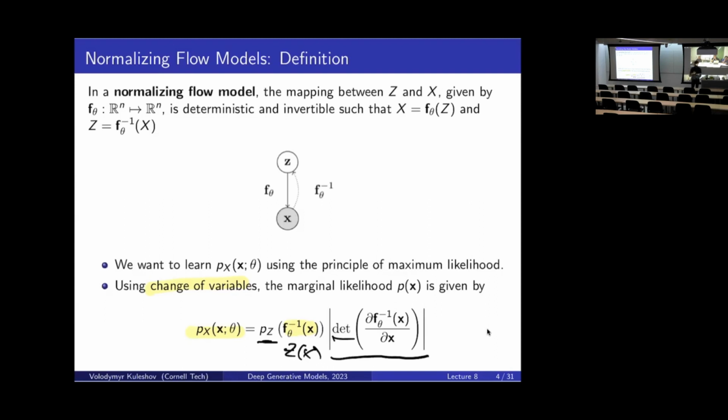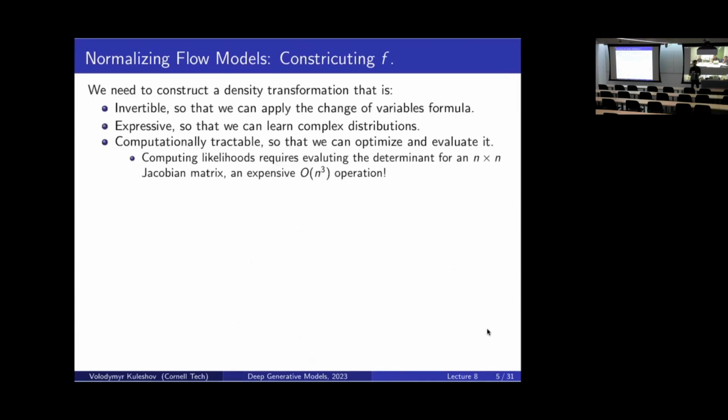In order to apply this formula, and that's something somebody pointed out in the previous lecture, the determinant of this Jacobian has to be tractable. That's the main challenge. We have this formula that works in theory, but in practice, we still have to compute it efficiently. And if you remember, a determinant is an operation that naively takes at least cubic time. So we have to do something with that.